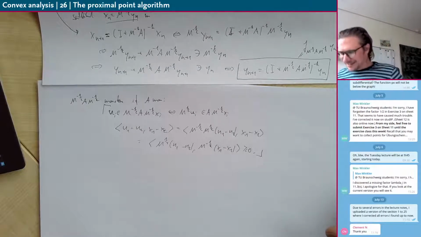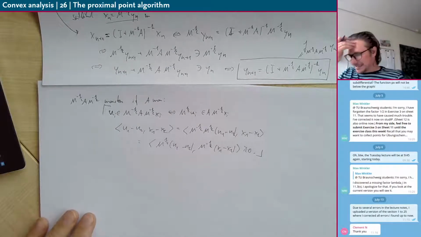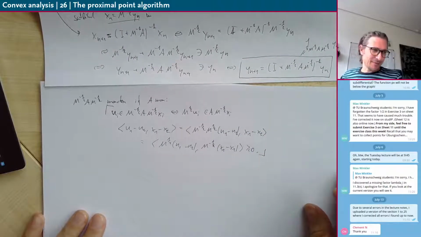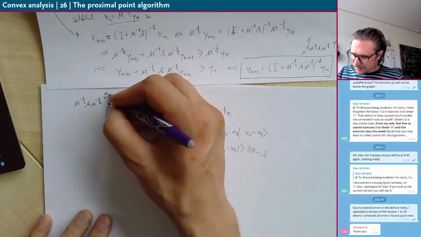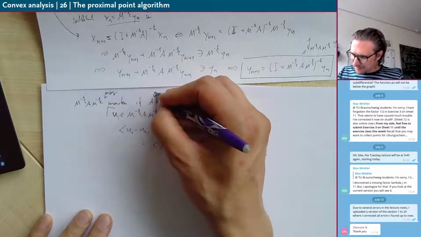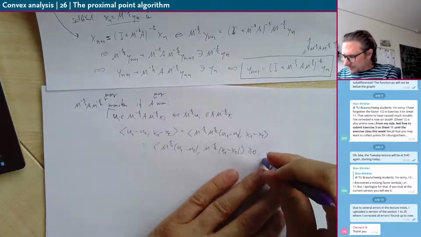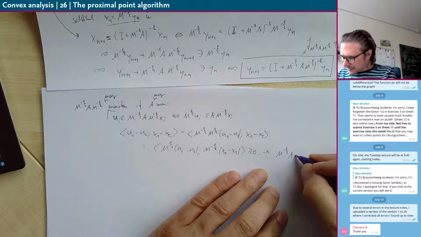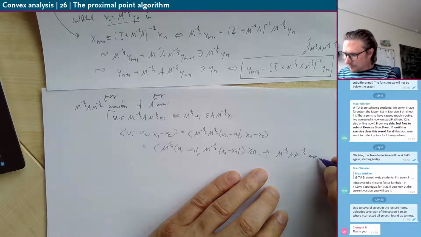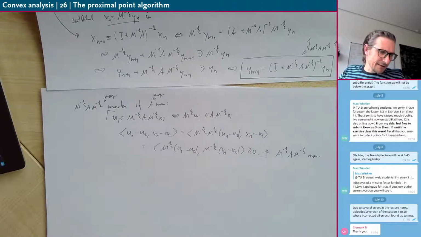I just didn't remember. This is actually, I'm about to prove Lemma 26.6, but anyway, this is monotone, and so it's even maximally monotone if A is maximally monotone. So this proves M to the minus 1/2 A M to the minus 1/2 is monotone if A is so. That is exactly like I did here, but with z and x instead of y.